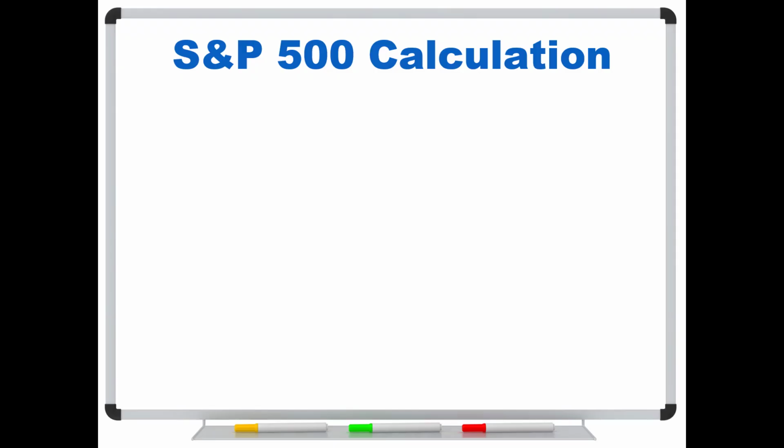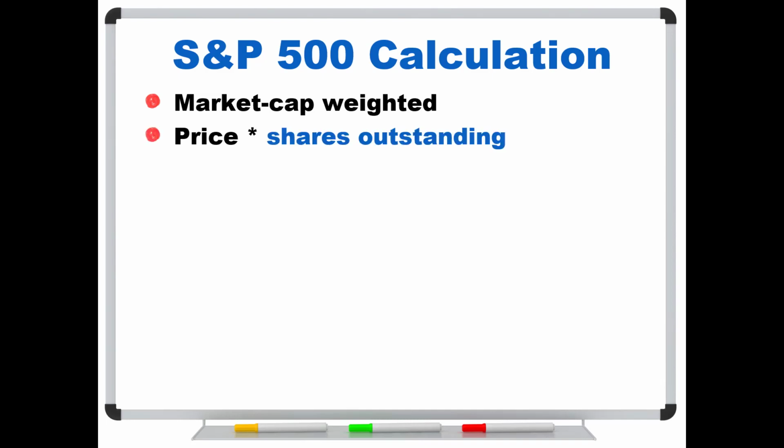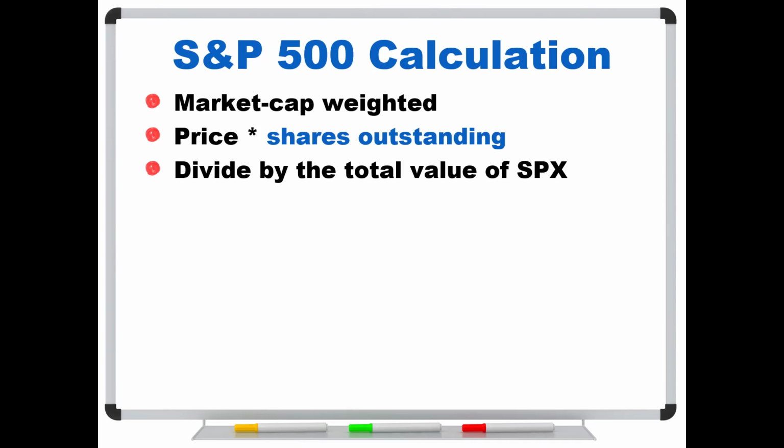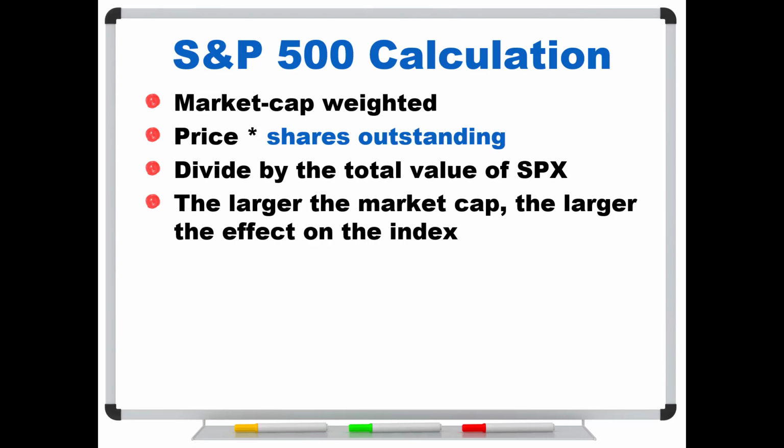Well, the S&P 500 index is what's called a market cap weighted index. And its calculation is different. It's going to account for the shares outstanding. It's going to take the price times the shares outstanding. Notice that the Dow does not do this. And it's going to divide by the total value of the SPX. So the larger the market cap, the larger the effect on the index.